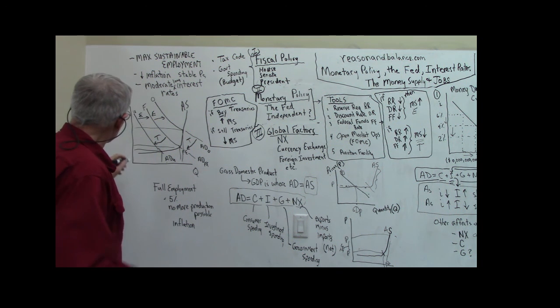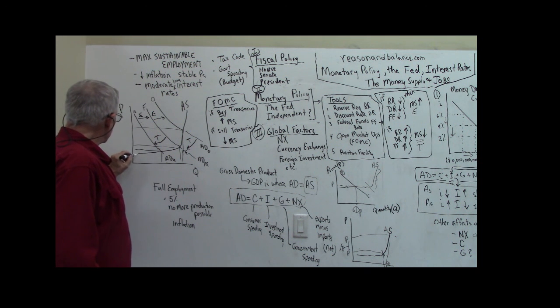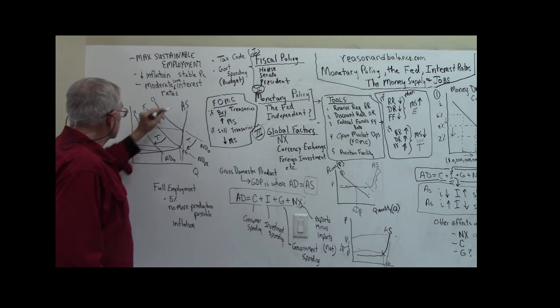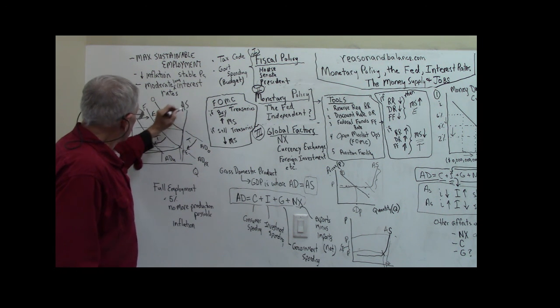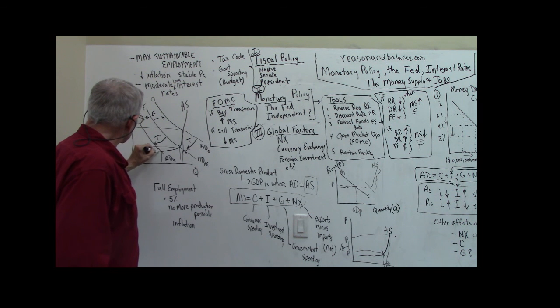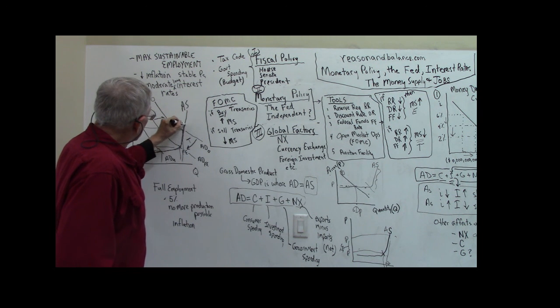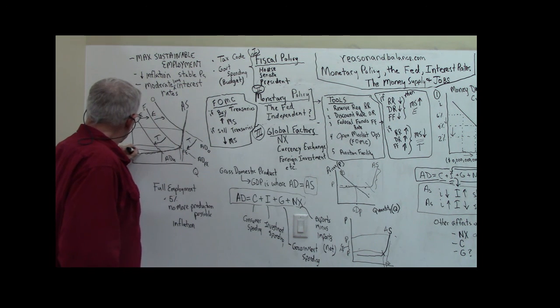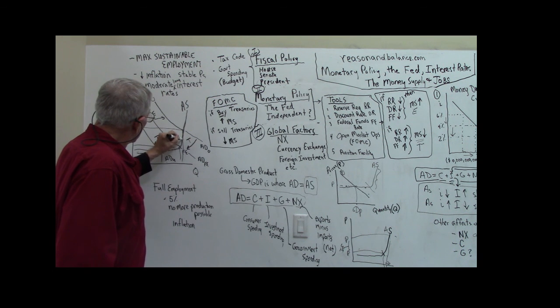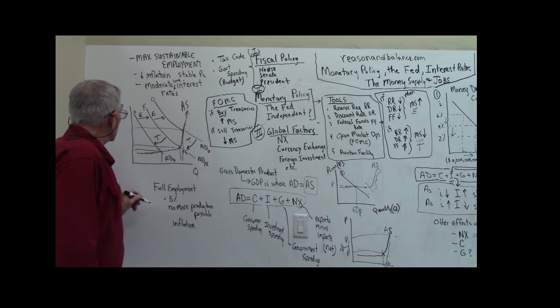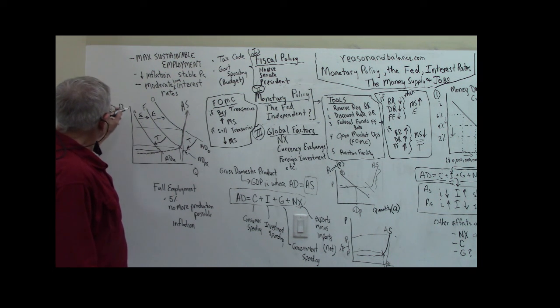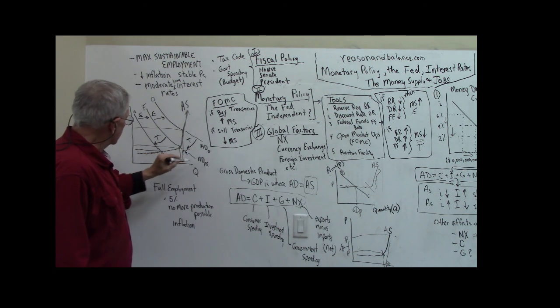Let's see what happens. As you can see, there's the aggregate supply curve. Here's the elbow in the curve. It's going like this, right? That's aggregate supply, right there. Okay. There's the aggregate supply curve. And these are three aggregate demand curves.